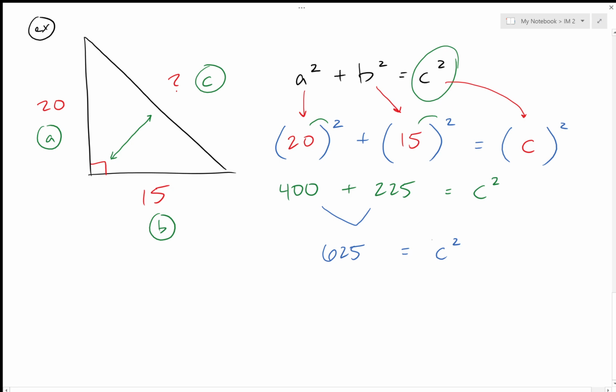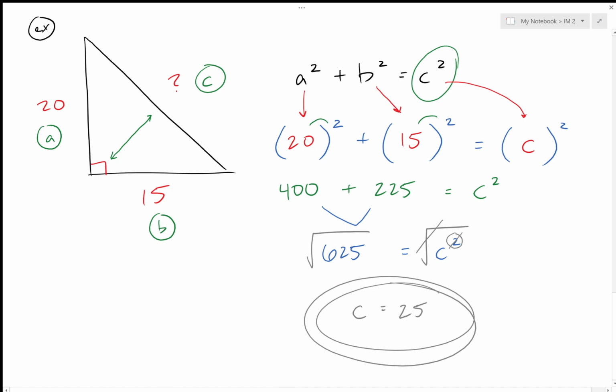But you'll notice we don't have C by itself yet. We have an exponent 2. The opposite of an exponent 2 is to square root. So that symbol cancels this one. But what we do to one side, we do to the other. So in the end, C is going to equal, and then we use our calculator, take the square root of 625. Answer comes out to 25.